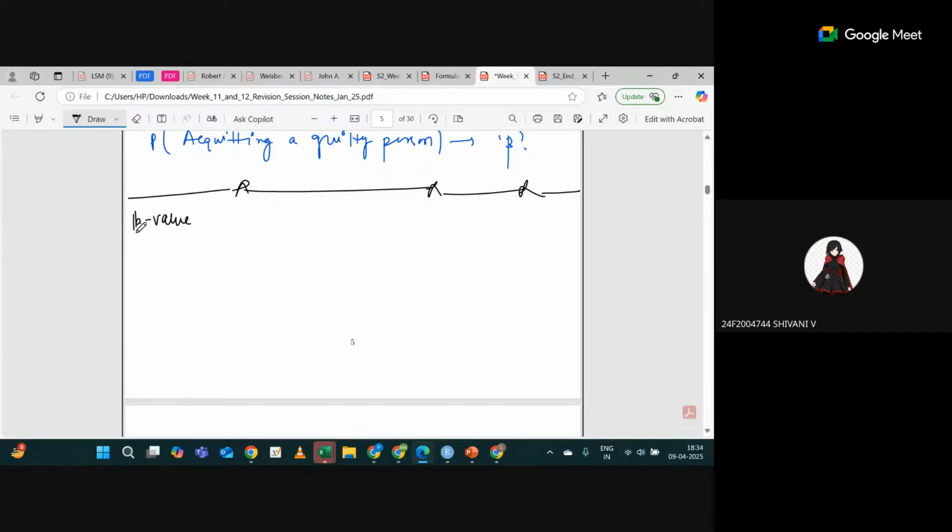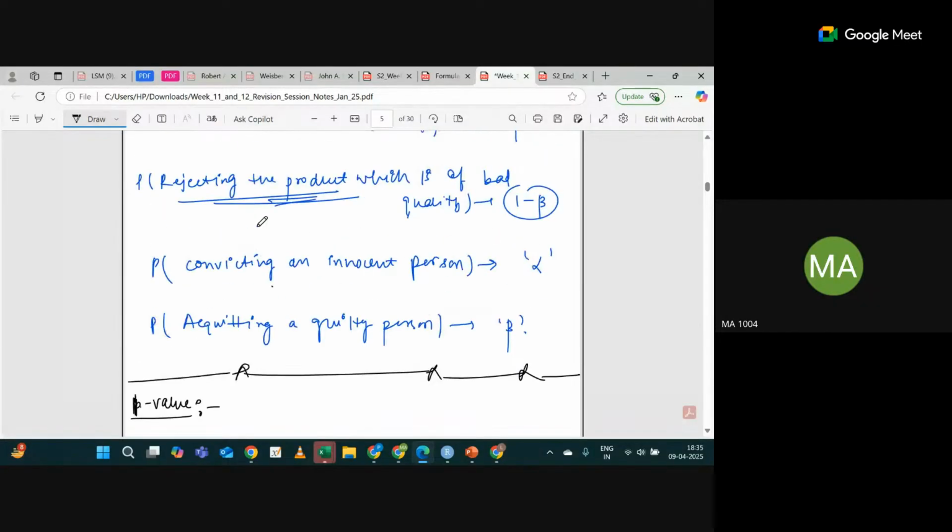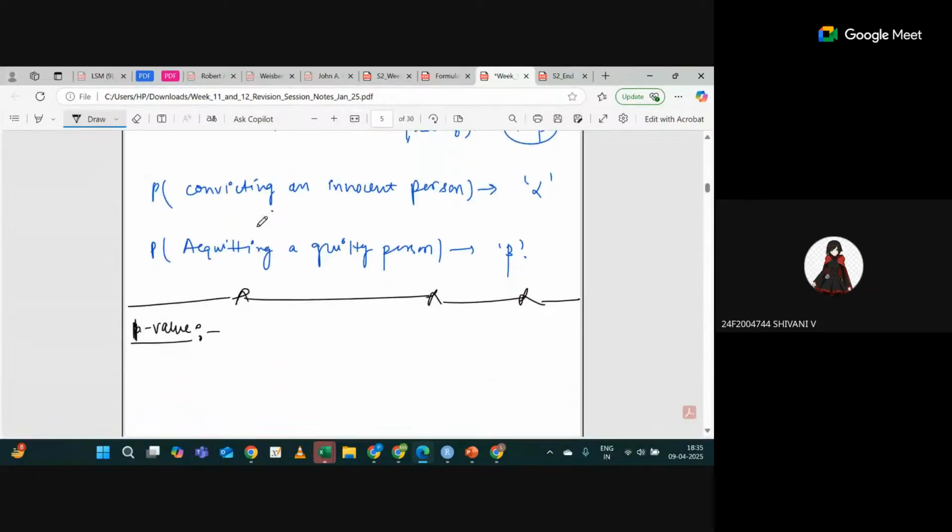Sir, can you repeat the last two probabilities again? I don't get it. What will be your null hypothesis in the case of an innocent or guilty person? The person is innocent will be your null hypothesis. Then what is alpha? Alpha is the probability that the condition is true, but it rejects it. Understood? Yes, sir. Thank you, sir.